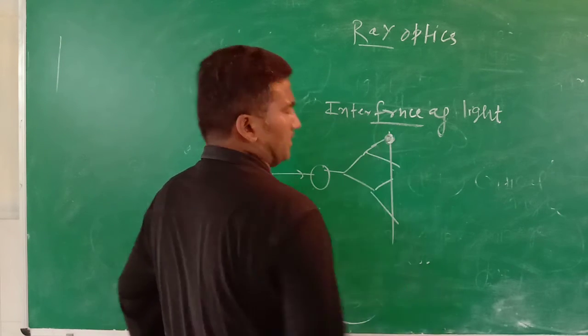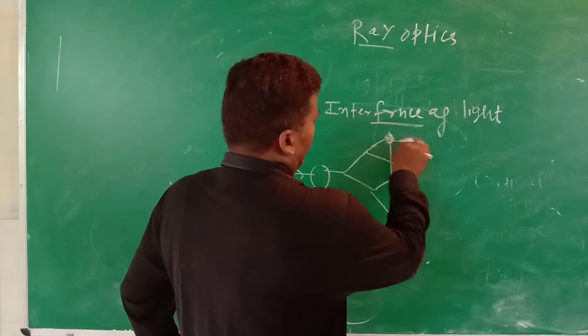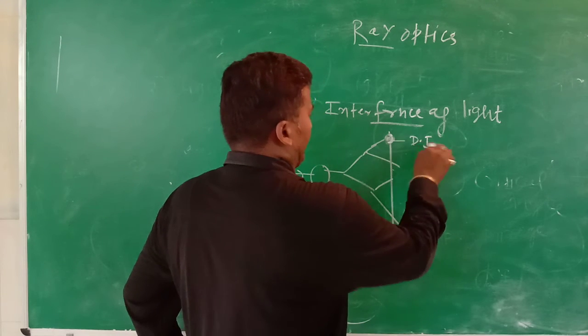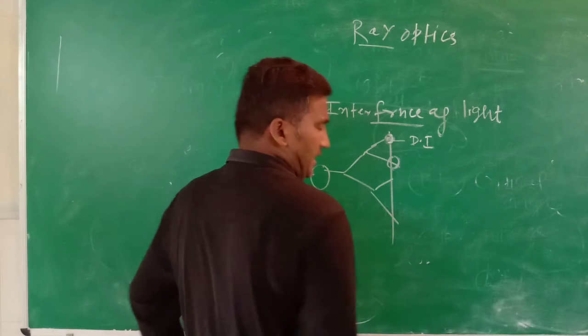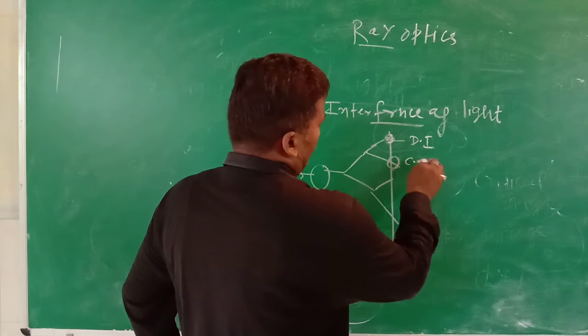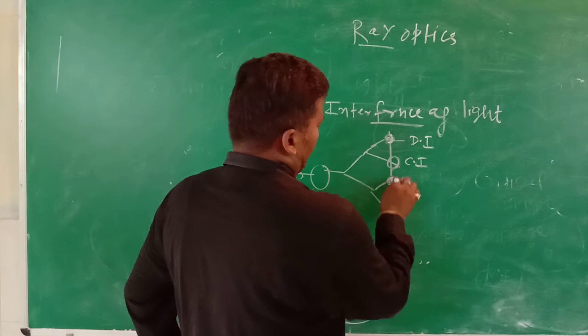At the point where the intensity of light is low, it is known as destructive interference. At the point where the intensity of light is high, it is known as constructive interference.